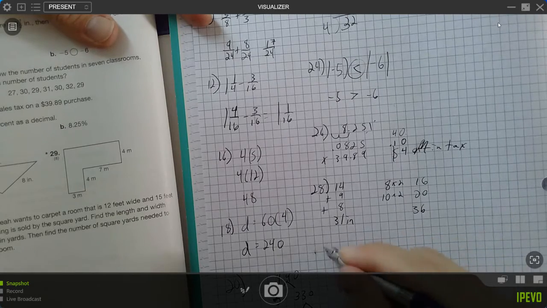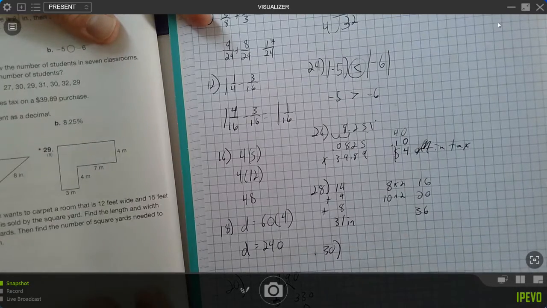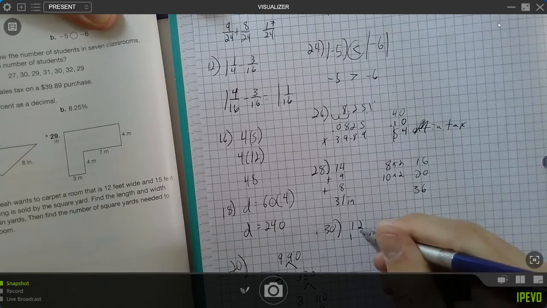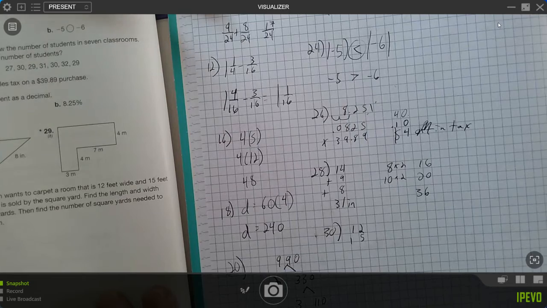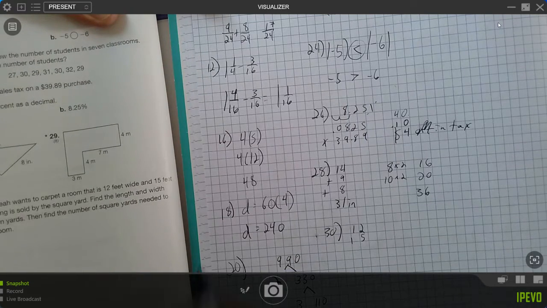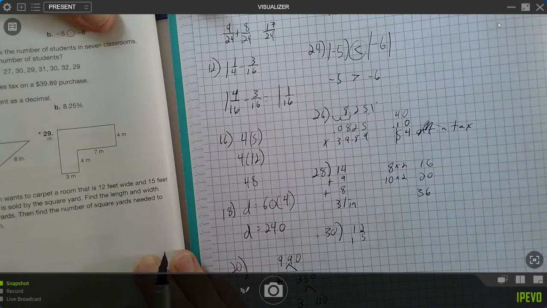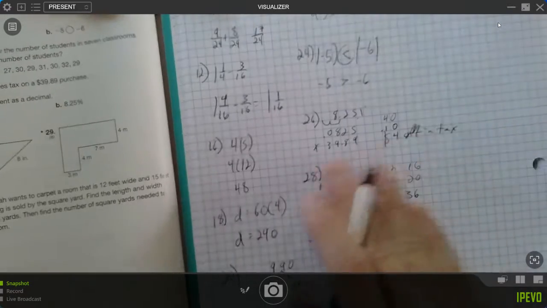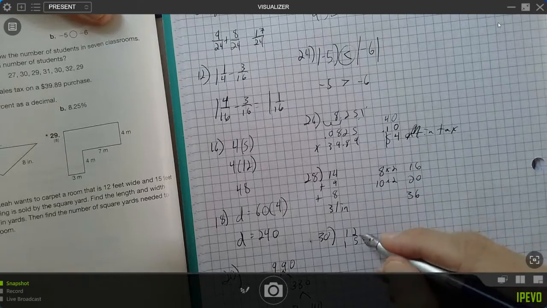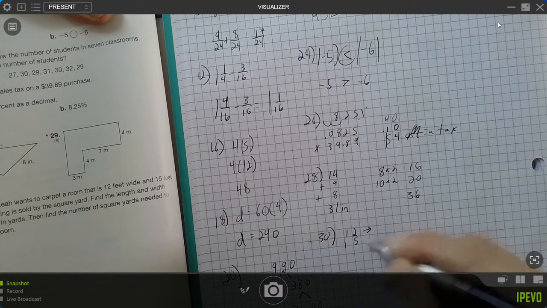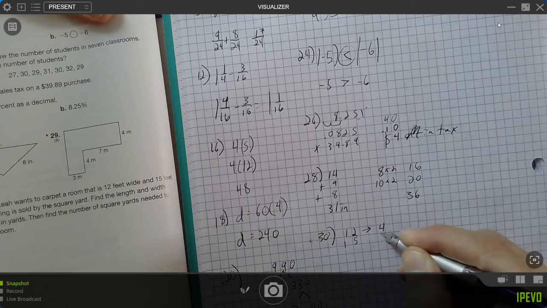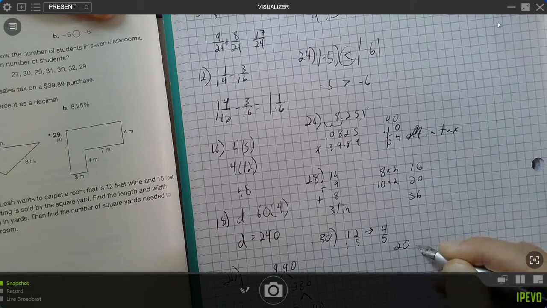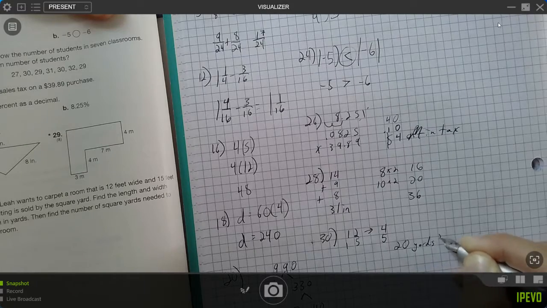Last question, 30. Leah wants to carpet a room that is 12 feet wide and 15 feet long. Carpeting is sold by the square yard. Find the length and width. Okay. Oh, in yards. Okay, so you have to change it first. It's 3 feet to each yard. So that turns into 4, and that turns into 5. Okay, 4 times 5 is 20 square yards.